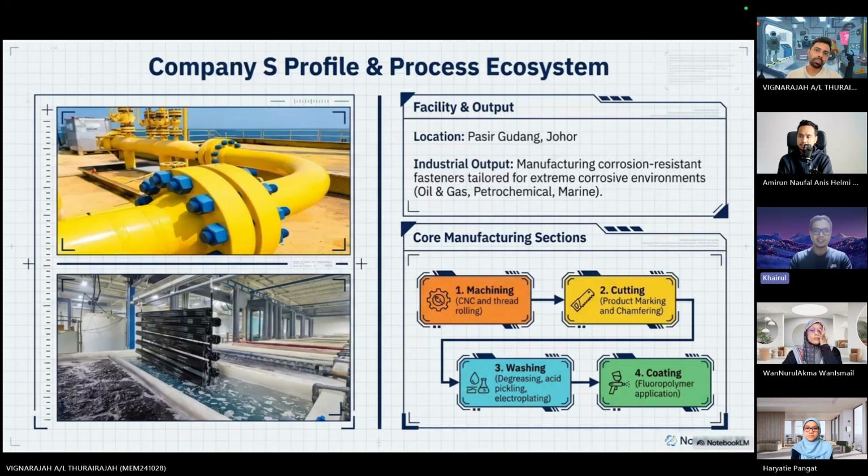Firstly is machining, which consists of CNC machining and thread rolling, and the second section is cutting, which is cutting the product into the standard order. They also have 2 sub processes, marking and chamfering. And the third process is washing. The washing process consists of degreasing, acid pickling, and also the electroplating. And the fourth section is coating, which is to apply the anti-corrosion fluoropolymer coating for the anti-corrosion properties. Okay, next.